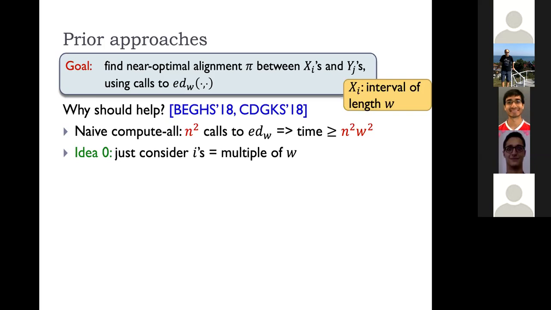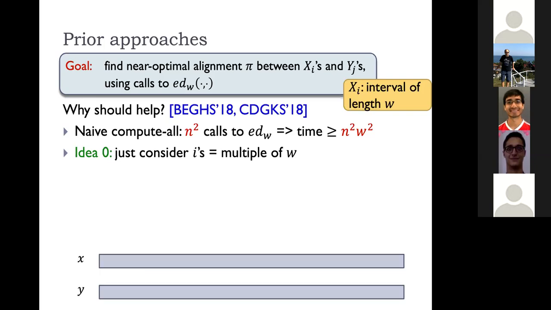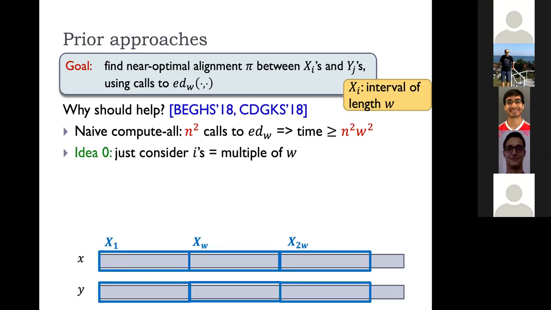And this idea predates a lot of this work. Namely, there should be some win for us in considering only some strings. In particular, why don't we just consider substrings whose start position is a multiple of w? If you're really splitting into substrings, we shouldn't be taking overlapping substrings, and just take, for example, from x, x1, xw, x2w, and so forth. So there are only n by w such substrings, and w is relatively close to n, so this is a much smaller number of substrings.